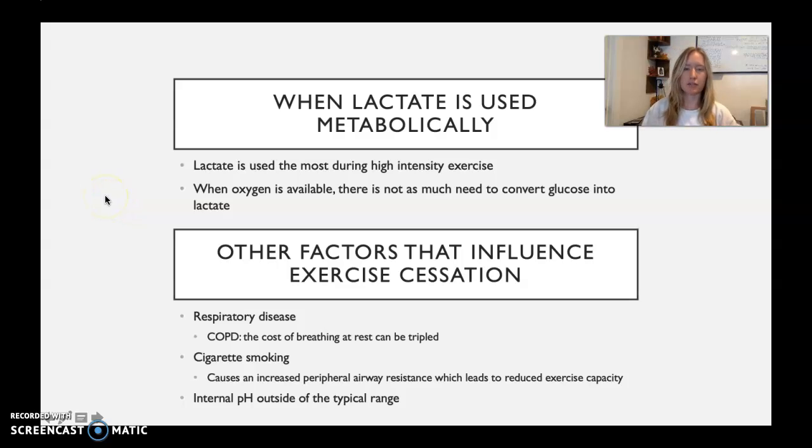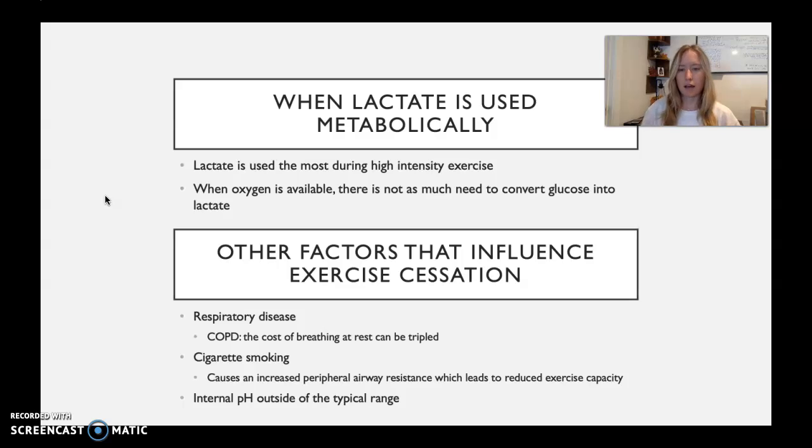When lactate is used metabolically, lactate is used the most during high intensity exercise. All of the different pathways are used at the same time, but certain conditions and environmental factors will affect which is the preferred way for our body to get the energy it needs. During high intensity anaerobic exercise is when lactate is mostly going to be used for energy. As we talked about before, when oxygen is available, we don't have to turn as much of it into lactate because we have the option of going into the Krebs cycle.